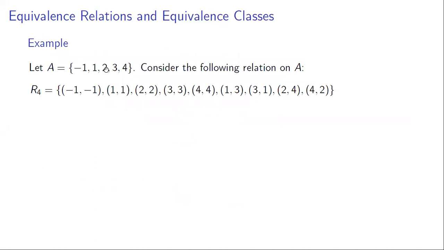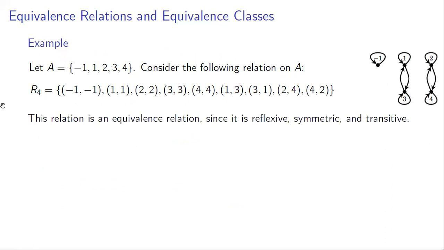Another example. Same set A, and now let's consider the following new relation, which we'll call R4. Here's a diagram of it. This is an equivalence relation, since it is reflexive, symmetric, and transitive. It represents the idea of has the same parity and sign as. So -1 has the same parity and sign as itself, but if you compare -1 with 1, they have the same parity, but not the same sign. So that's why they're not connected.